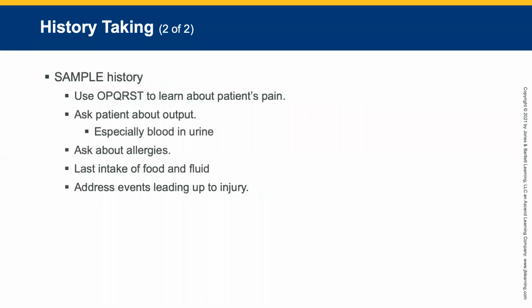SAMPLE, we talked about this before. Use their OPQRST to learn about the patient's pain. Ask about the patient's output for the genitourinary system. Ask about allergies to medications or environmental triggers. Repeated or previous injuries or illness can help determine the extent of the current injury or illness and address the events that led up to this.